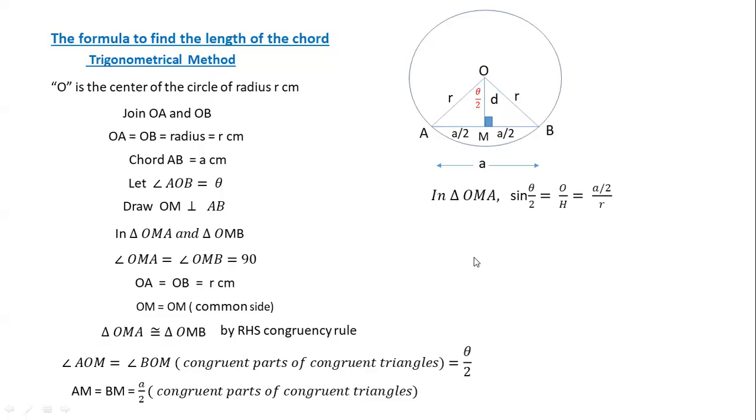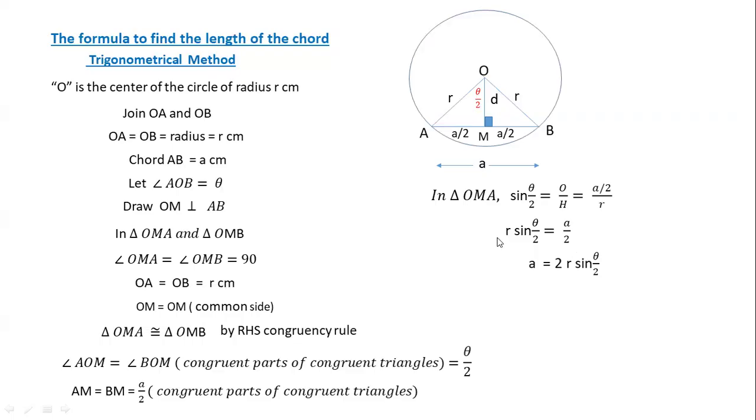Now we take only this small triangle. In triangle OMA, we take the sine of this angle, theta by 2. What is sine? Sine is opposite by hypotenuse. The side opposite to theta by 2 is A by 2, and the hypotenuse is R. So sine theta by 2 equals A by 2 upon R. Take R to this side, it becomes R sine theta by 2 equals A upon 2. Take 2 also to this side.